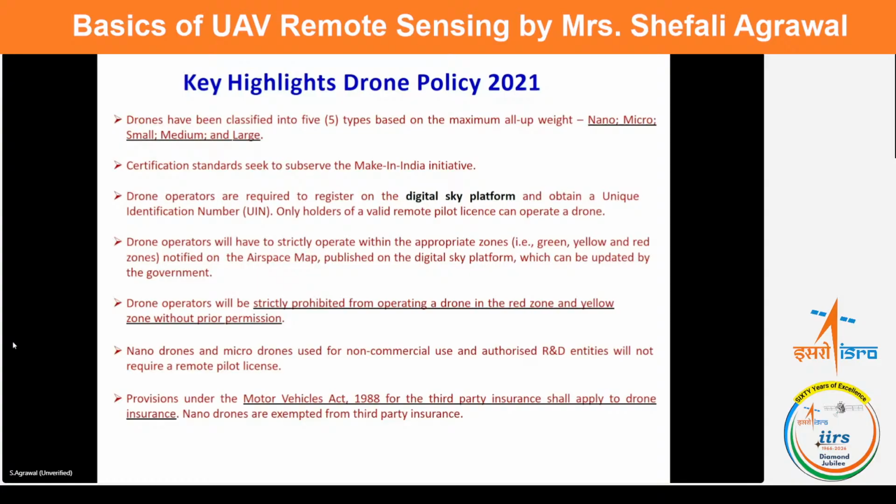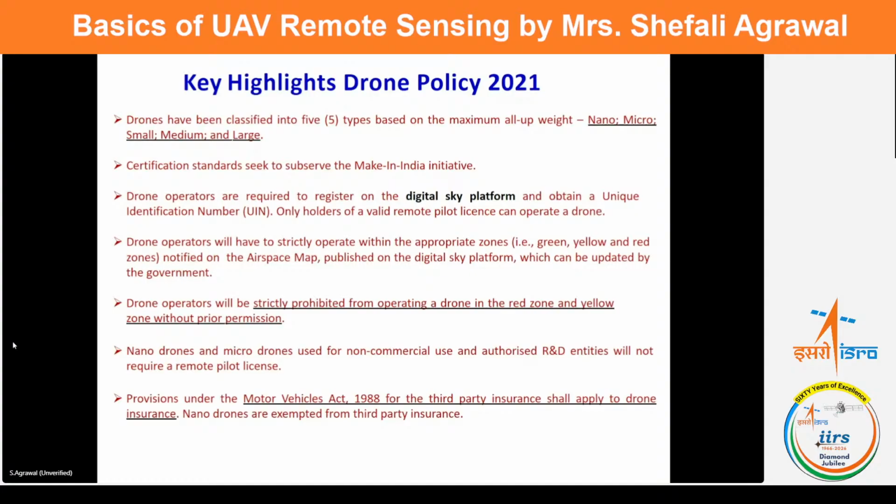Then coming to registration and licensing: like we do for any vehicle, even drones need registration and licensing. Most drones, except nano and some micro drones used for non-commercial purposes, need a unique identification number, which is known as UIN. Pilots also need a pilot certification. Again, nano drones are exempted from these requirements.